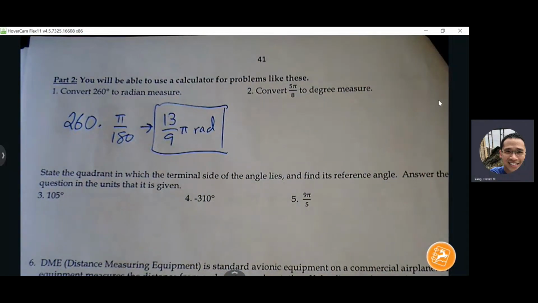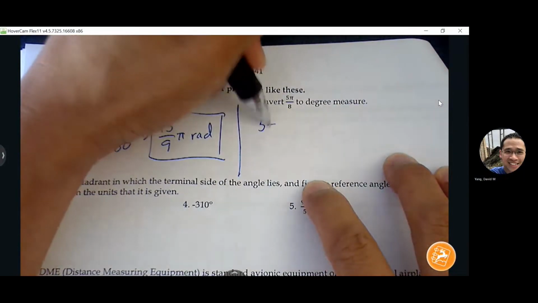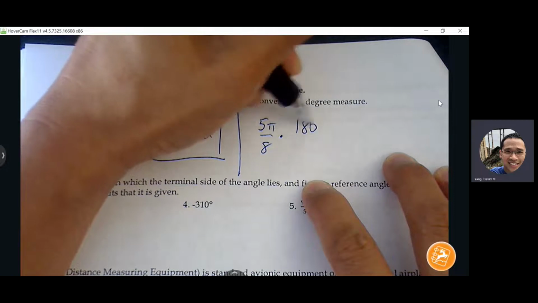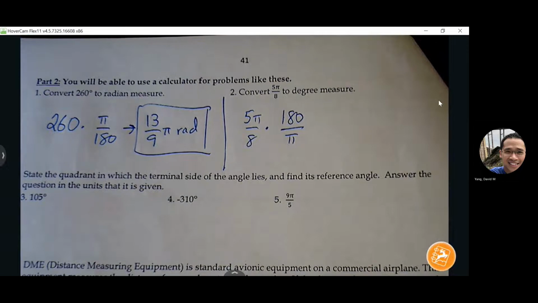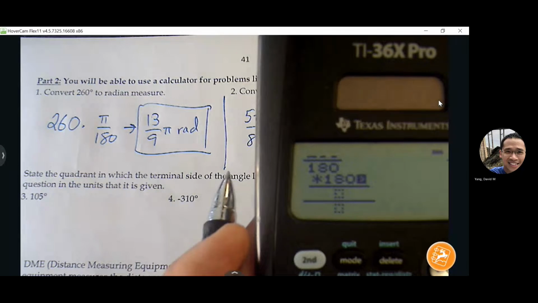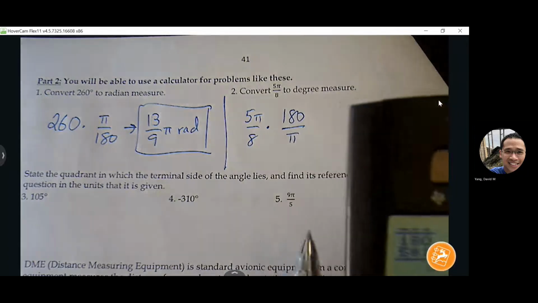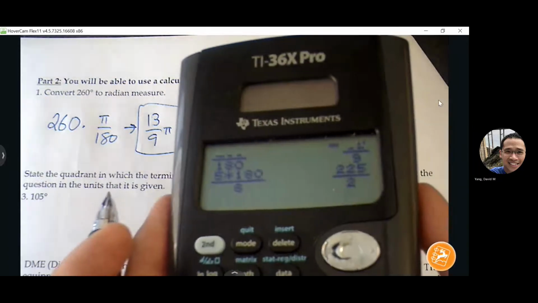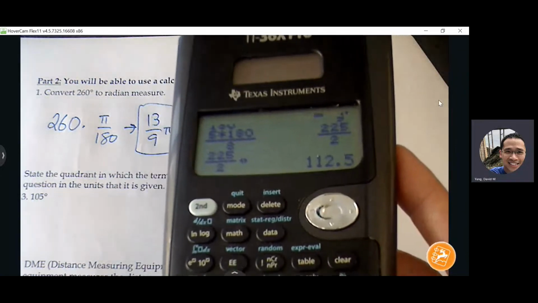13 pi over 9 radians. Likewise, converting radians to degrees. How do we handle that? Yeah, times 180 over pi. The pi's cancel out. Then do 25/2, or if you want, get it down to a decimal value.